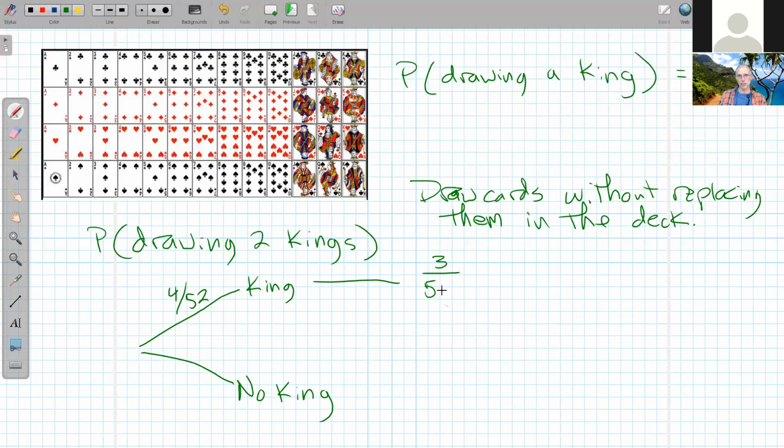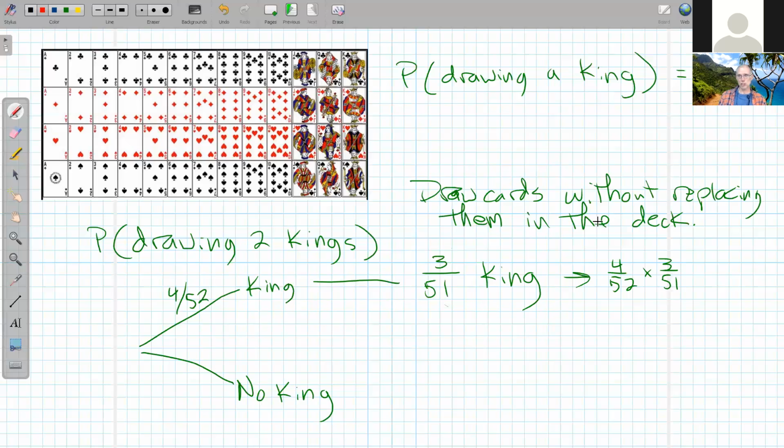51, nice. So the probability of drawing 2 kings would be, I got a king the first time, 4 out of 52. I got a king the second time, so this is 3 out of 51 as my second king. So altogether, when we move through a tree like this, the probabilities get multiplied. So that's 4 out of 52 times 3 out of 51. So did the probability of drawing a king the second time change from the first time? The answer is yes, it did.